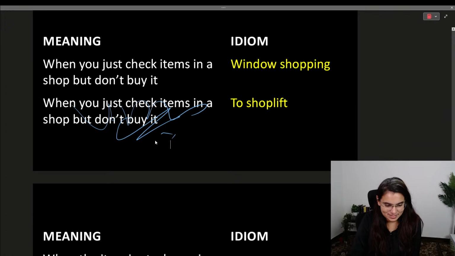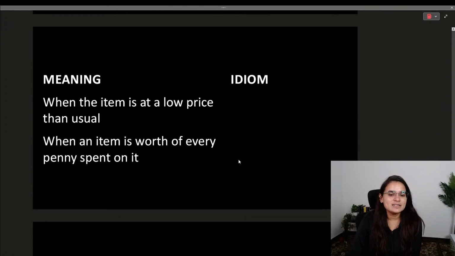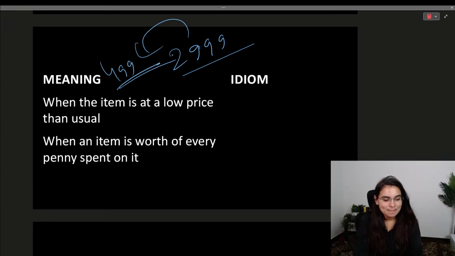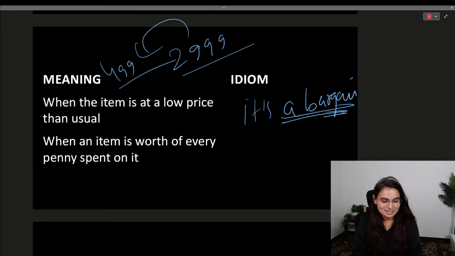Okay, shoplift. Yes. When the items are at a very low price than the usual. Okay, so we discussed this. Let's say there is a jeans of 2,999, but on that day you get that jeans at 499. What is happening there? The item is at a very low price. It is a bargain. Come on, quickly buy it. It's a bargain. All right.